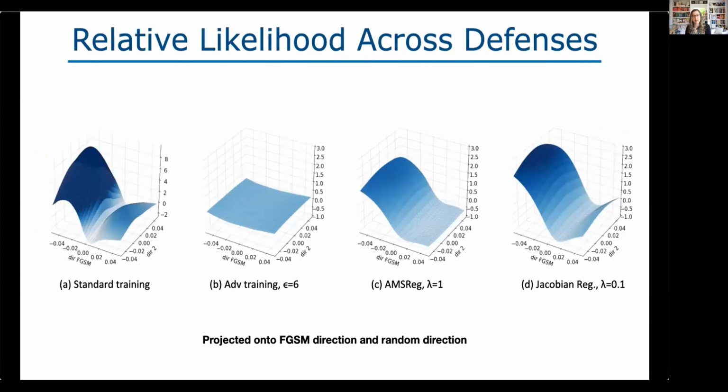But this gives you a sense of the different likelihood landscapes in response to different defenses, as well as standard training on the left. And these are, instead of using random projections, projecting into a particular attack space. So one direction here is the FGSM learned direction, and the other direction is a random or orthonormal direction.